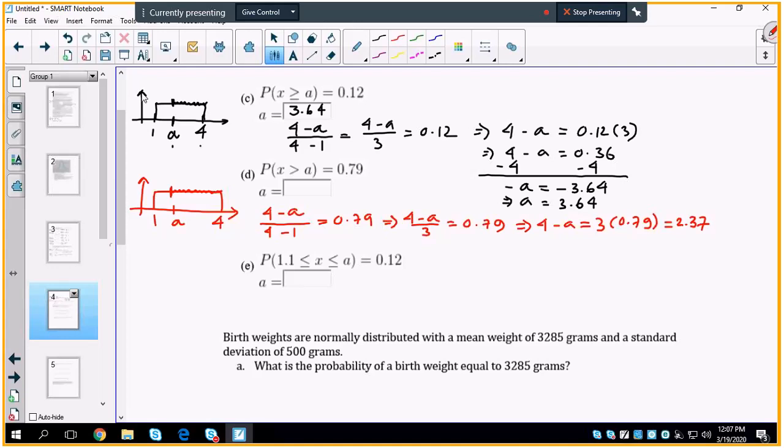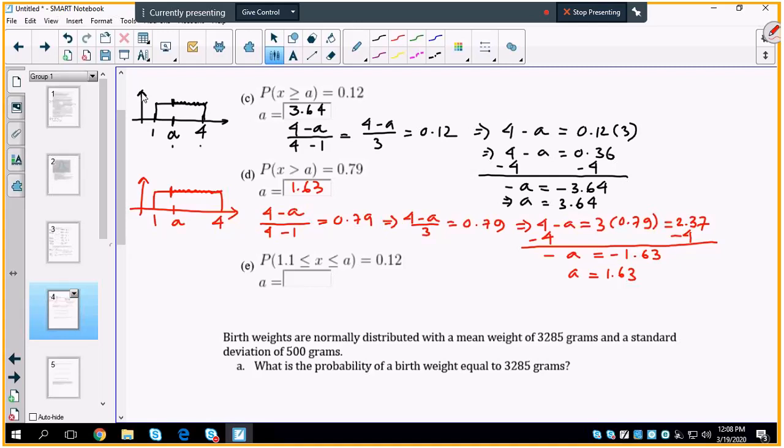Then I'm going to, like the last one, subtract 4 from both sides. And I will get negative a is equal to negative 1.63. When you subtract 4 from 2.37, you get negative 1.63. So a, the required value, is positive 1.63. That answers my question.